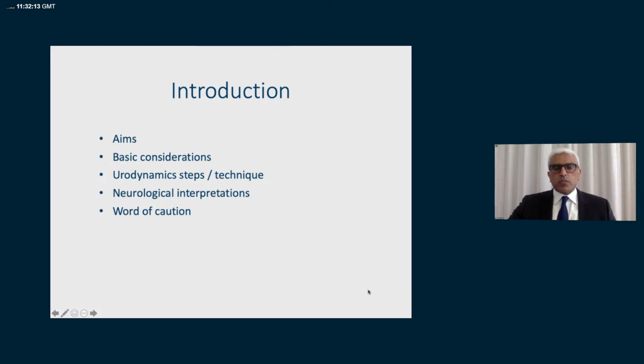We'll discuss what is the aim of urodynamics, what are the basic considerations. Importantly, what are the steps and the techniques, what we need to look for in undertaking urodynamics for a neurogenic patient? How do we interpret it with the help of some cases? And in the end, a word of caution about autonomic dysreflexia, which most of us are aware of.